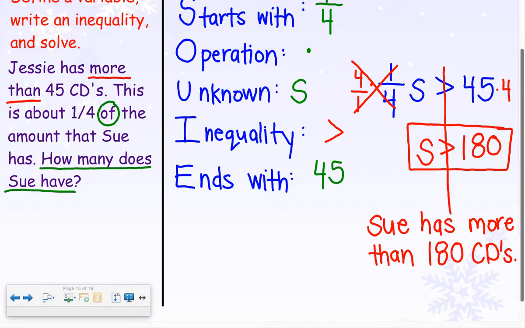Inequalities aren't one answer. There's tons of answers for inequalities. So any number bigger than 180 is a possible answer for how many CDs Sue has.